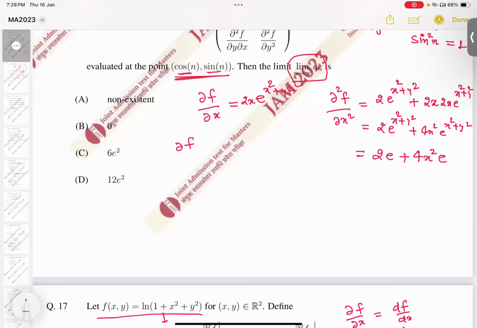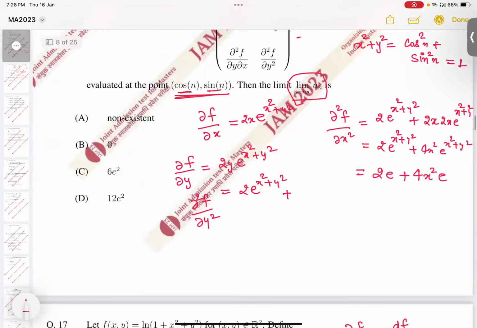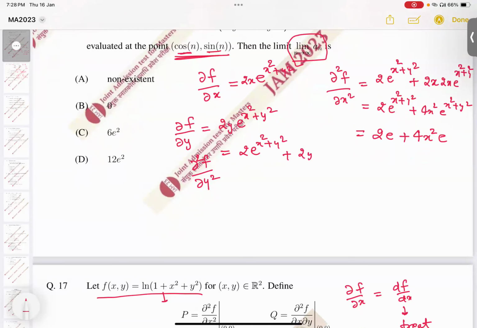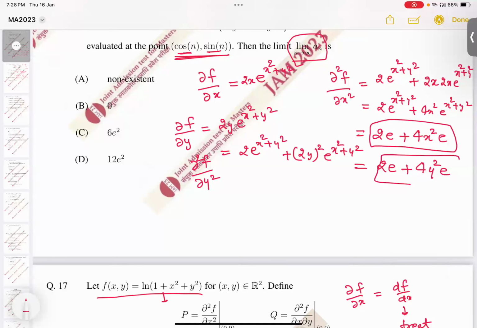Now similarly, if you calculate del f upon del y, this will be equal to 2y e to the power x square plus y square. And if you calculate the double derivative, this will be 2 e to the power x square plus y square plus 4y square e to the power x square plus y square. This will be equal to 2e plus 4y square e, right? So one term is this, one term is this.